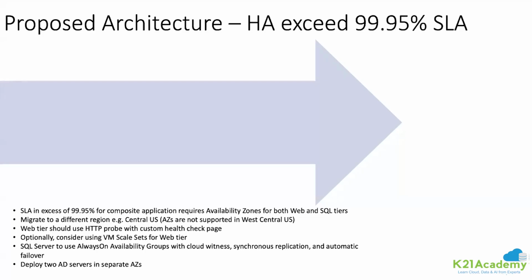Optionally, the web tier should use an HTTP probe with a custom health check page. Optionally consider using a VM scale set for the web tier, right? SQL Server to use Always On availability group with cloud witness, synchronized replication, and automatic failover. This is a built-in process of Always On availability group, and deploy two AD servers in separate availability zones.